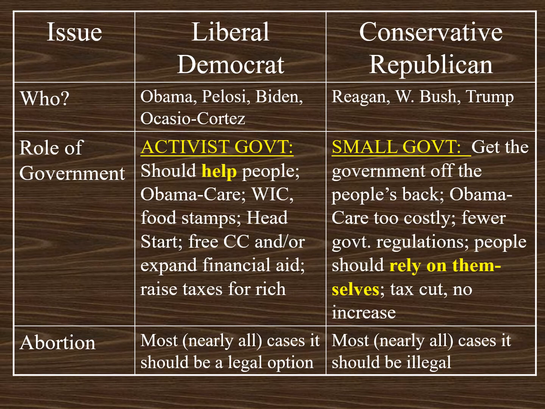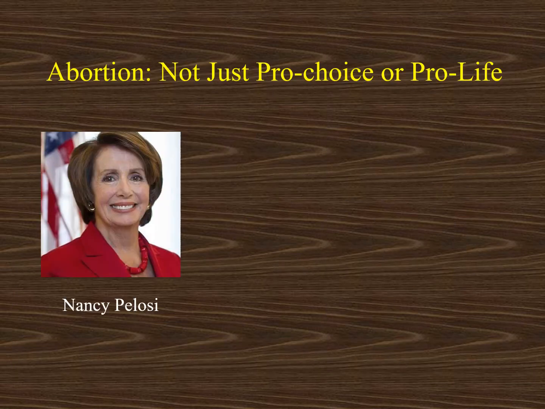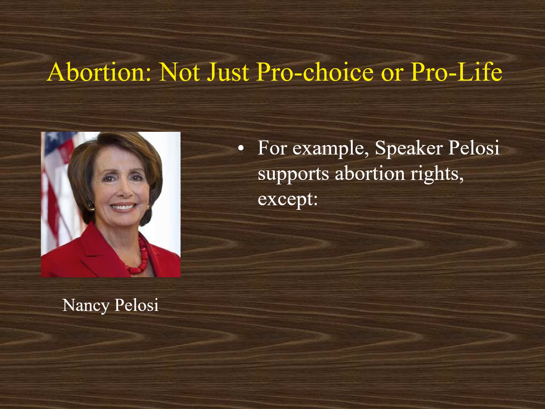A liberal Democrat would take a different approach and argue that in most, just about all cases, abortion should be a legal option. Again, I think we need to move beyond a simple description of pro-choice versus pro-life. And Nancy Pelosi's position would give a good example. She has a strong record of support of abortion rights, but they would not be absolute. Nancy Pelosi would not support a late-term abortion or an abortion like, let's just say, in the 8th month.